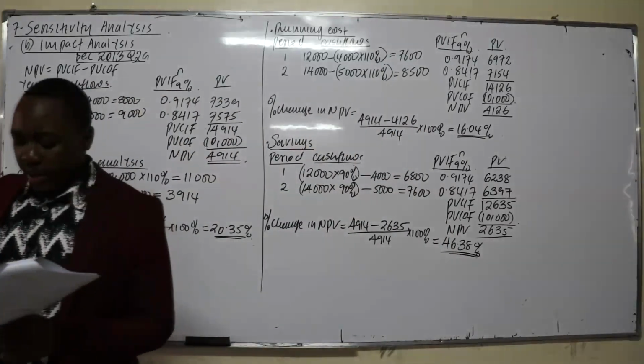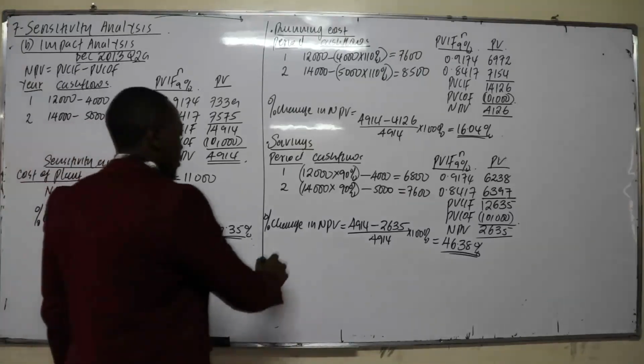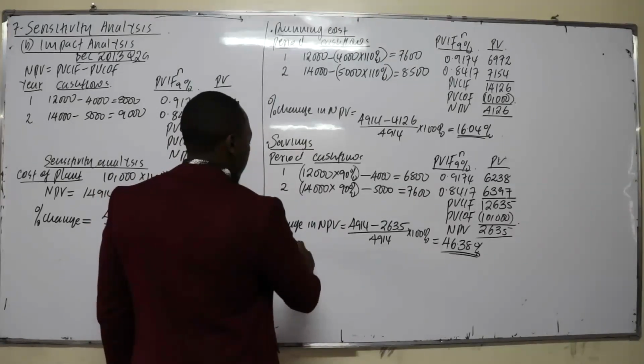So now let's go back to the required. You are to determine the sensitivity of the project to changes in the level of cost of plant, running cost, and savings, considering each factor at a time, and assuming each factor is varied adversely by 10%. Number 2, comment on the factor which is the most sensitive to adverse variation. Savings. So now let's make a summary.